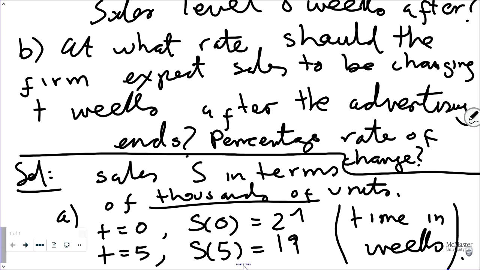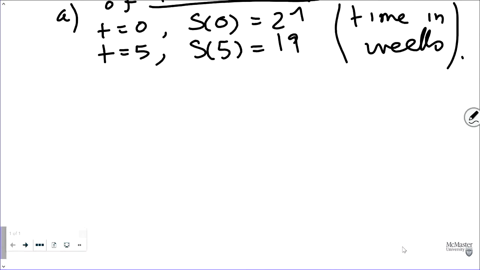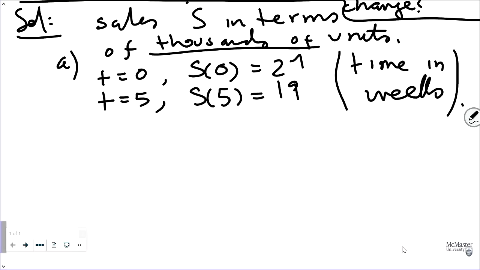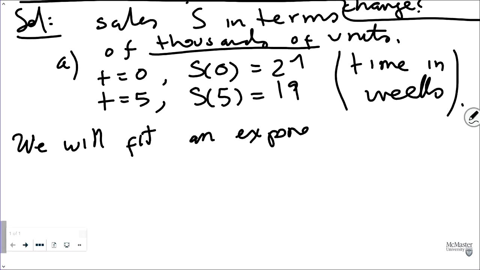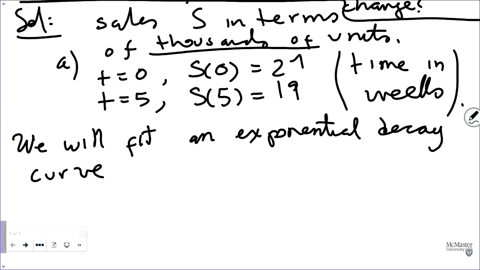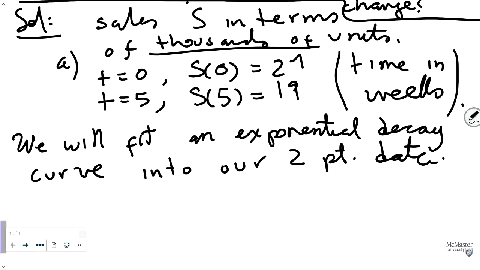All right. So, just to be more explicit on the methodology, I will indicate that we will fit an exponential decay curve into our 2-point data, okay? So that you understand what is the procedure.